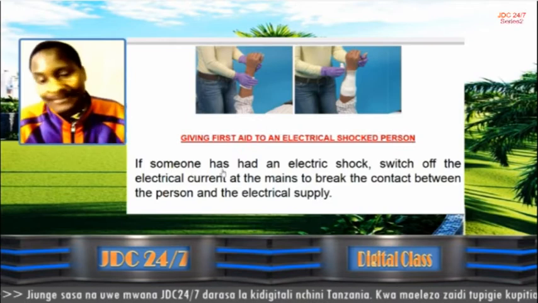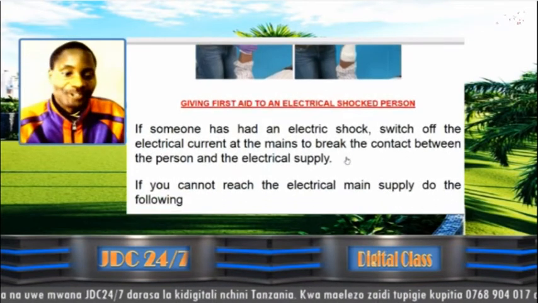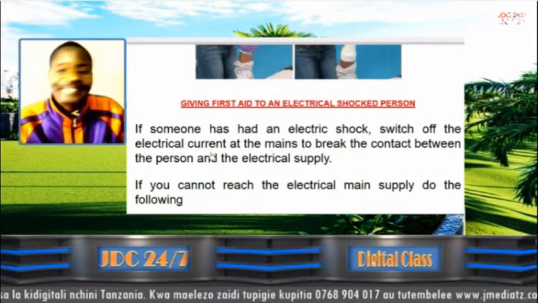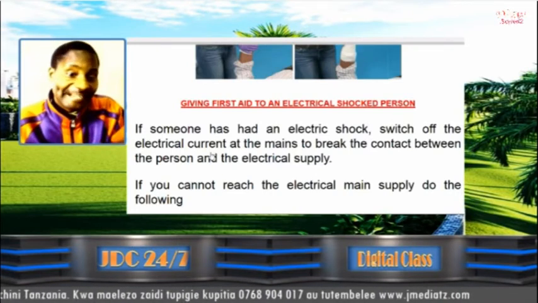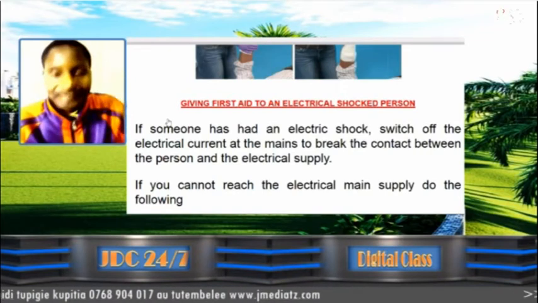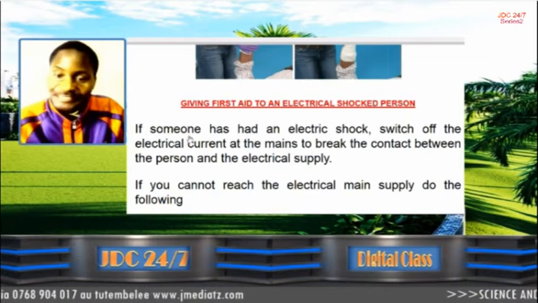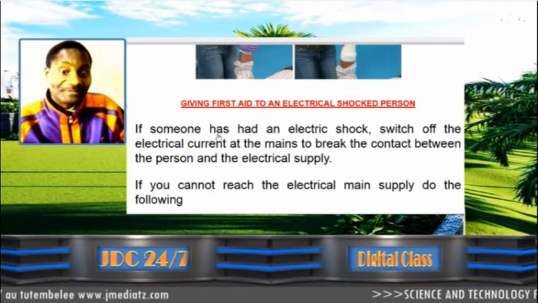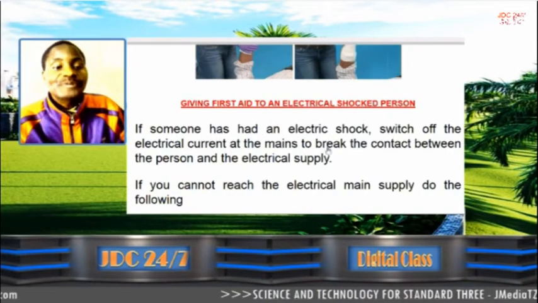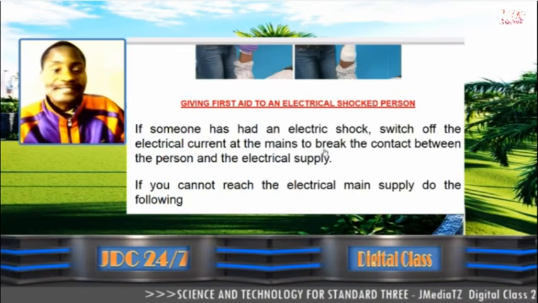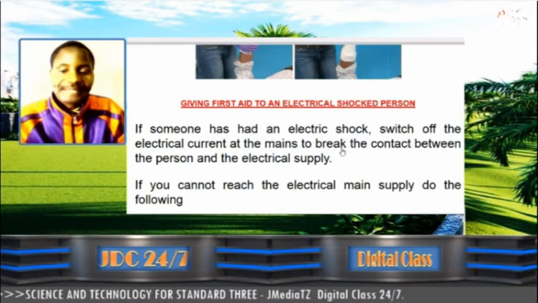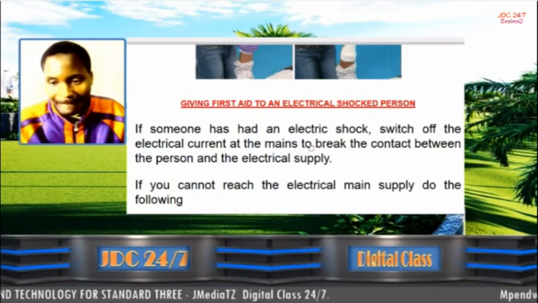Now, if someone has had an electrical shock, switch off the electrical current at the mains to break the contact between the person and the electricity supply. In case someone is shocked with electricity, the first procedure to undertake in order to help him or her is to switch off the electrical current at the mains to break the contact between the person and the electrical supply before maybe even calling the doctor, right?